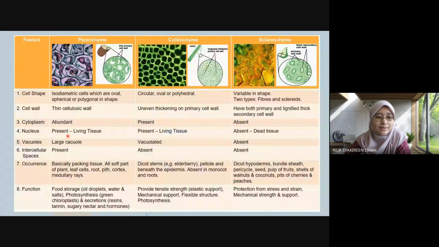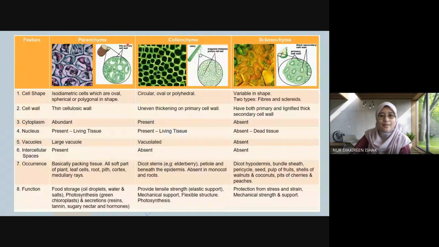For the parenchyma, they have intercellular space. Okay. And then for the collenchyma, the intercellular spaces are absent. And then for the parenchyma, basically they are packing tissues. Okay, they are packing tissues here. For example, all soft parts of the plant, leaf cells, root, pith, cortex, and medulla. The parts of the plant that you normally see, which are alive, for eating, those are parenchyma.